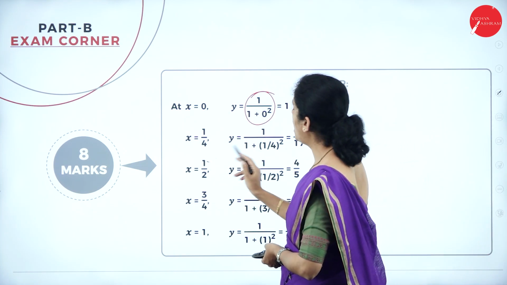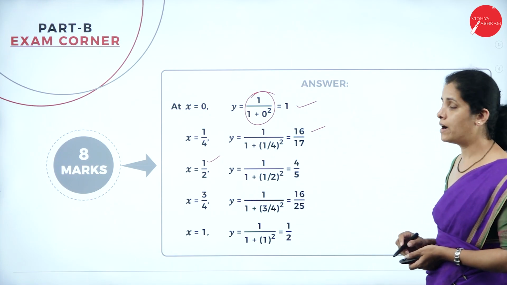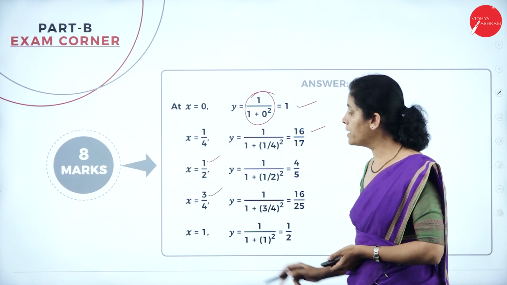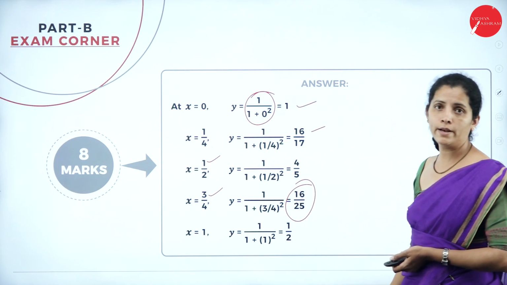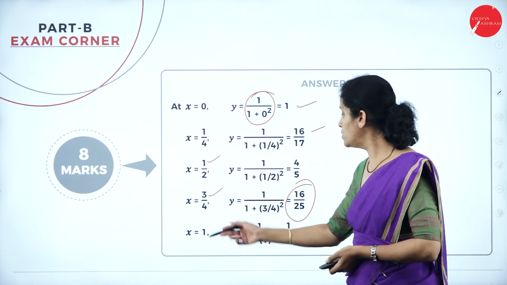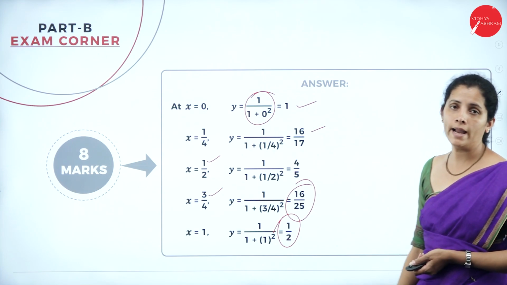When x equals half, the answer is 4 by 5. When x equals 3 by 4, the answer is 16 by 24. When x equals 1, the answer is 1 by 2.